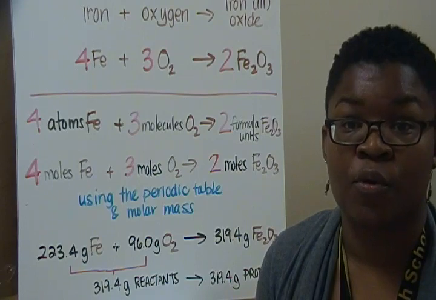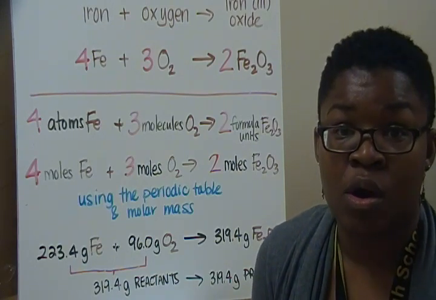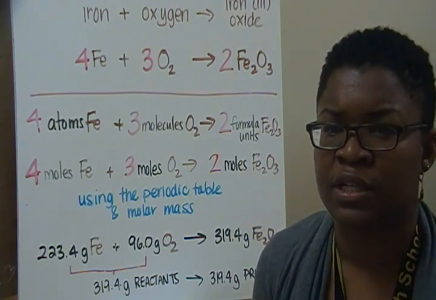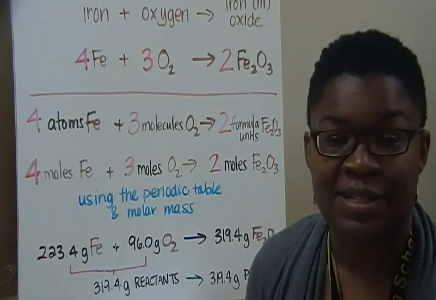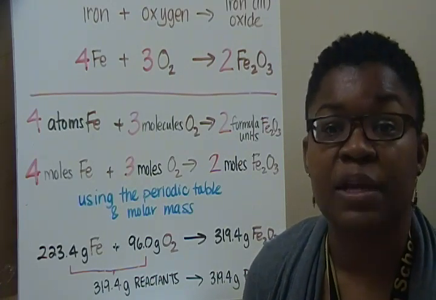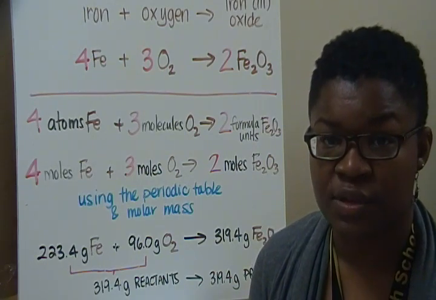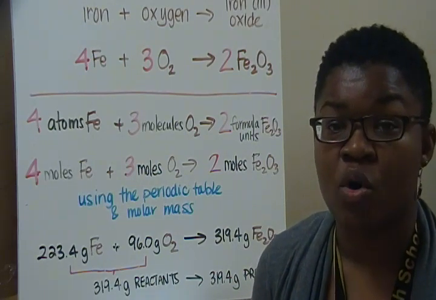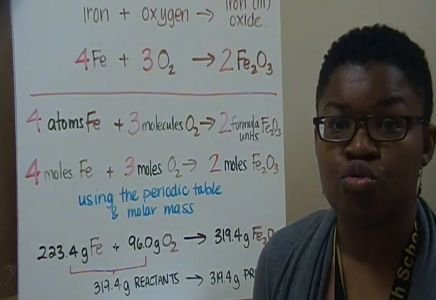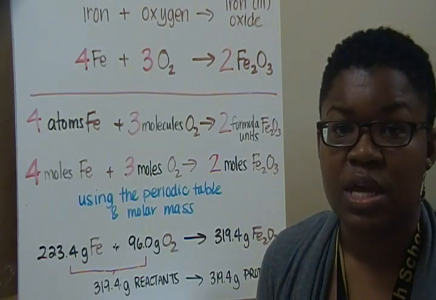Here's what's even more important in this: 4 atoms is really, really small, and it's impossible for us to see with the naked eye. So typically when we measure things, we measure them in moles. So 4 moles of Fe can combine with 3 moles of O2 to form 2 moles of Fe2O3.